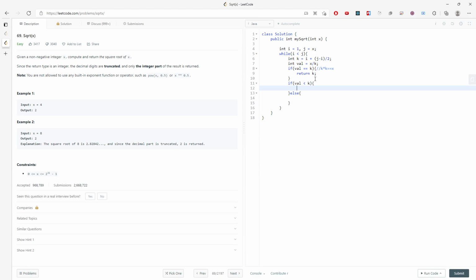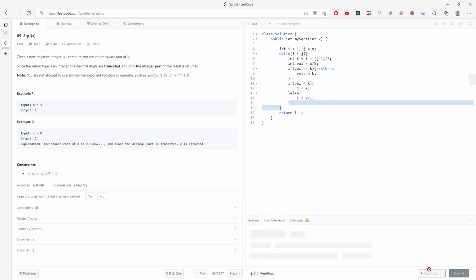If value is less than k, you need to move your right pointer, j equal to k, and otherwise i equal to k plus 1. And at the end, I would just have to return i minus 1. This is because we're always adding 1 just in case, and we're still including our j pointer in the range. So we will just keep checking until i is not valid. So this is pretty much a solution.